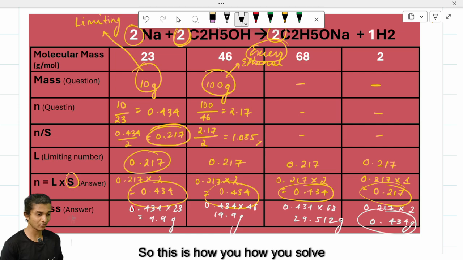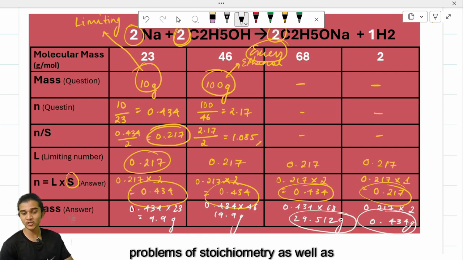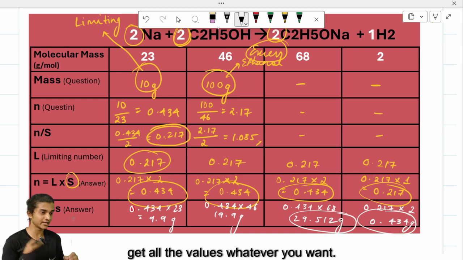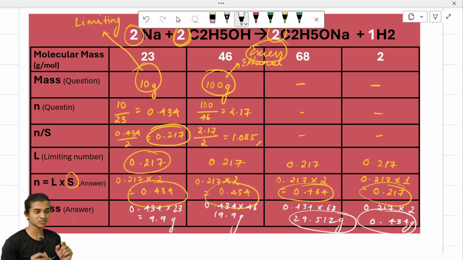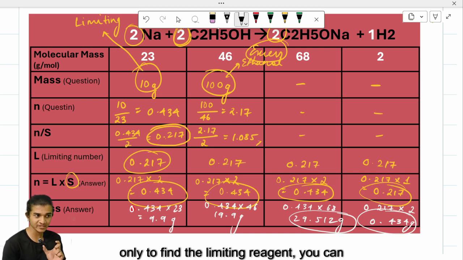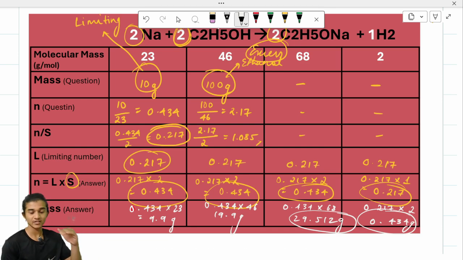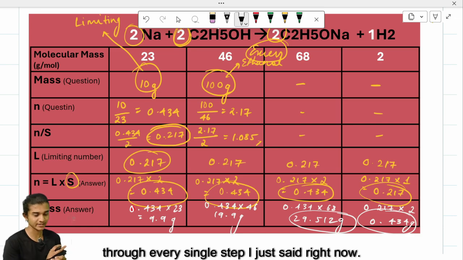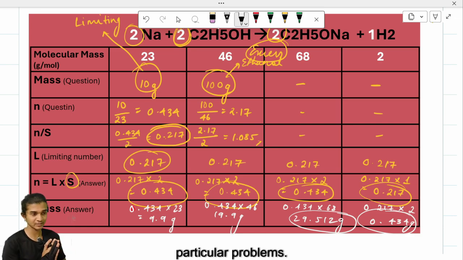So this is how you solve problems of stoichiometry as well as limiting reagent. This one table is just enough to get all the values whatever you want. Suppose they ask only to find the limiting reagent, you can just go up to the fourth column. If they ask every single detail of the reaction, you should probably go through every single step I just said right now. So this is how you solve these kinds of problems.